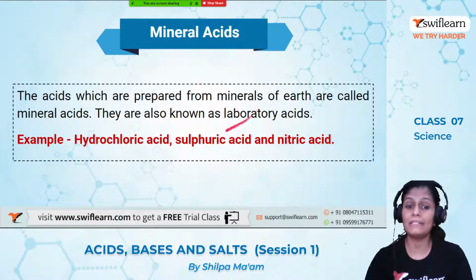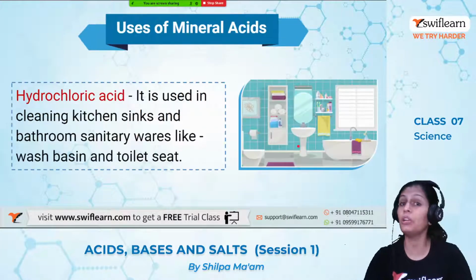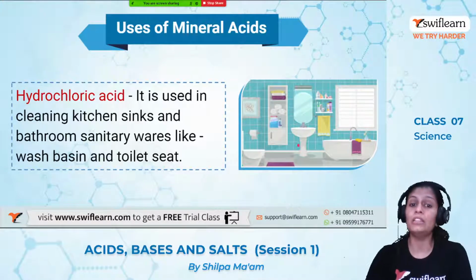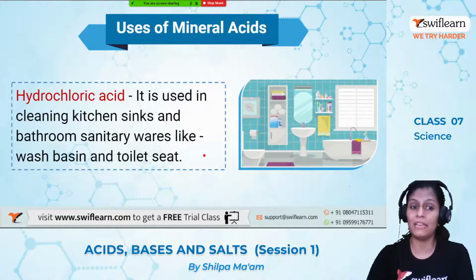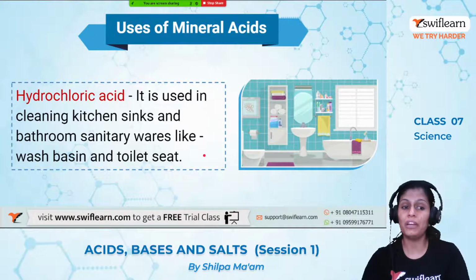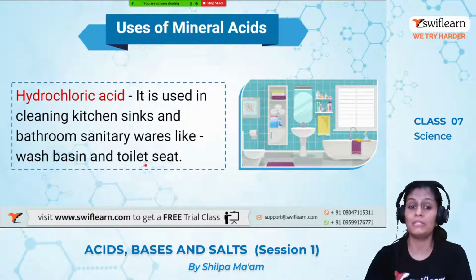So what are the examples of laboratory acids? They are hydrochloric acid, sulfuric acid and nitric acid. These are not occurring naturally. We prepare them in the laboratory. Now, what are the uses of mineral acids? Hydrochloric acid is the first one. What is the use of hydrochloric acid? It is used in cleaning kitchen sinks and bathroom sanitary wares like wash basin and toilet seat.